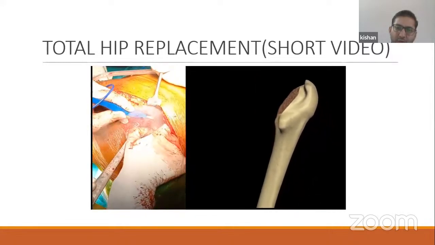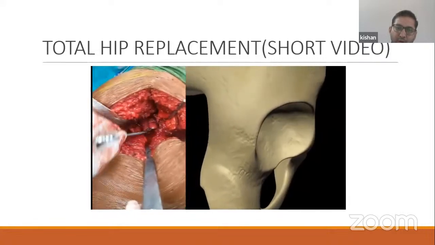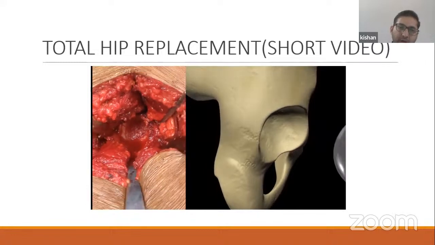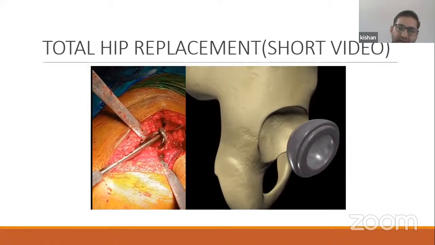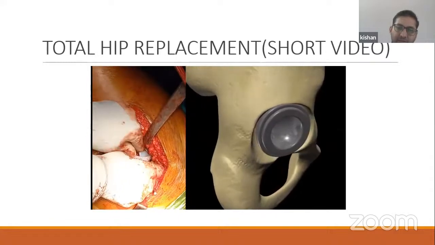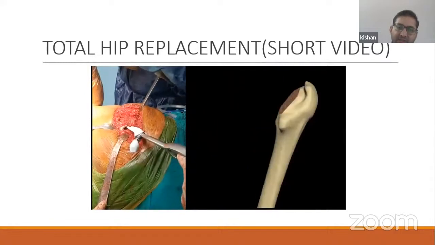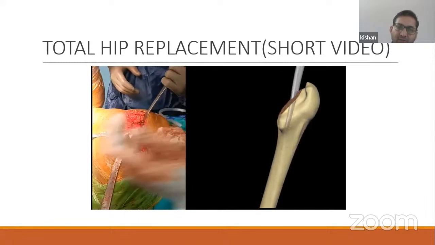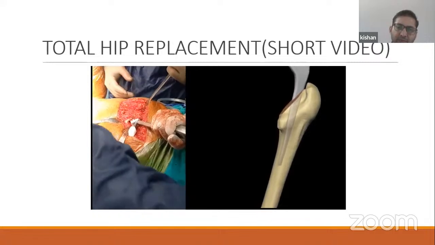Then we expose the acetabulum. The acetabulum has to be reamed till the bleeding cancellous bone appears, so it can get integrated with the metal of the acetabular cup. This is how the acetabular cup is inserted, and the liner is inserted. We open the femoral canal and insert the femoral stem in the femoral canal.